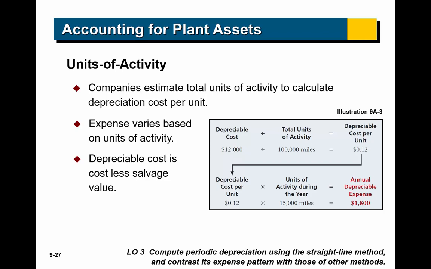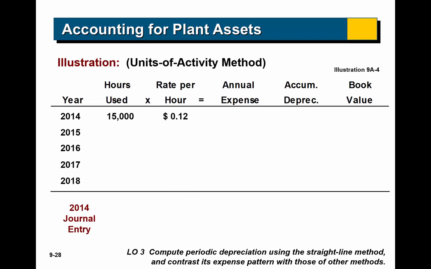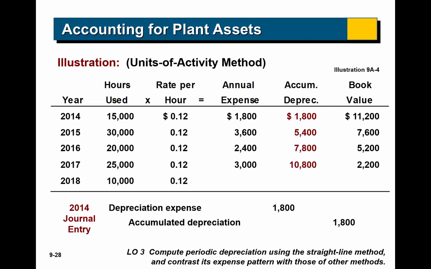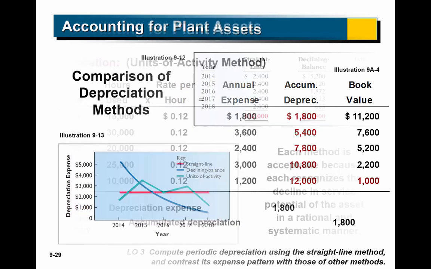Then we can look at the activity for the year, and we can see that the asset was driven 15,000 miles that year. So we'll take 12 cents per mile times the 15,000 miles, and that will give us an expense of $1,800. That says hours used. It should say miles driven and rate per mile. And you can see that then each year we depreciate and expense the asset according to the miles it's driven until it's all used up.